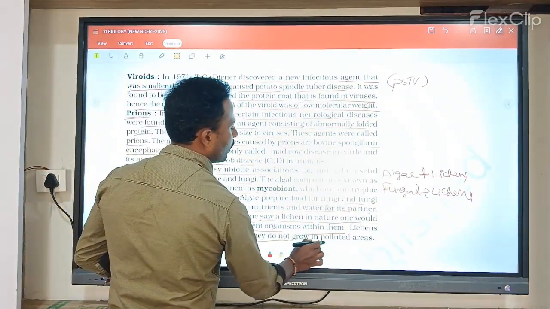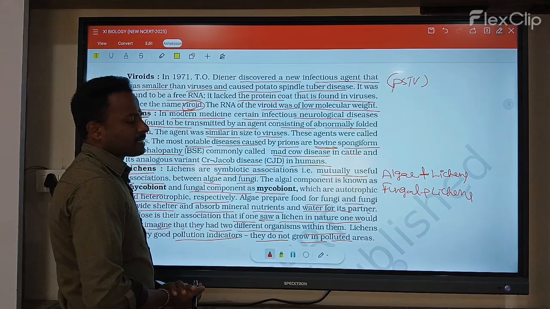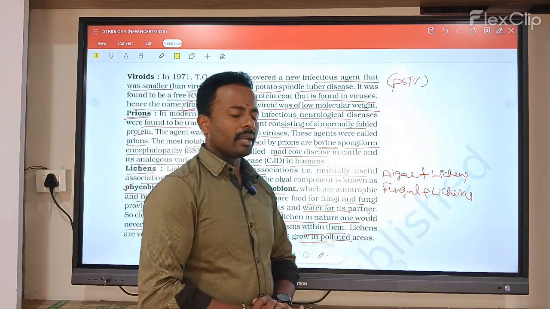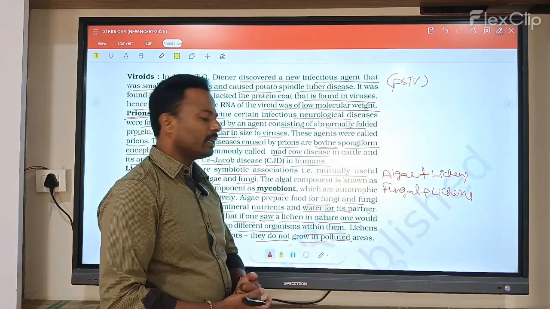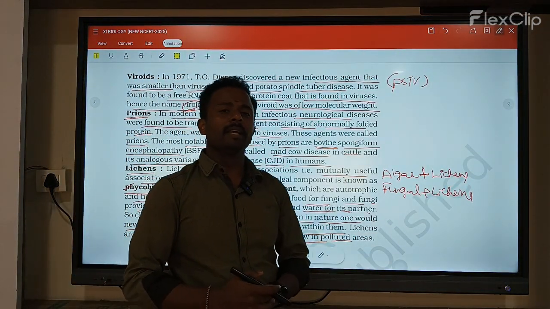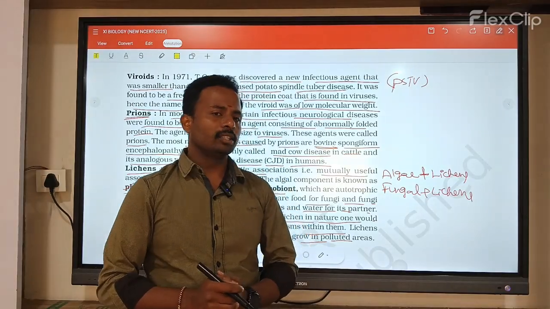Lichens are very good pollution indicators. They do not grow in polluted areas. These are the non-cellular organisms in this chapter.